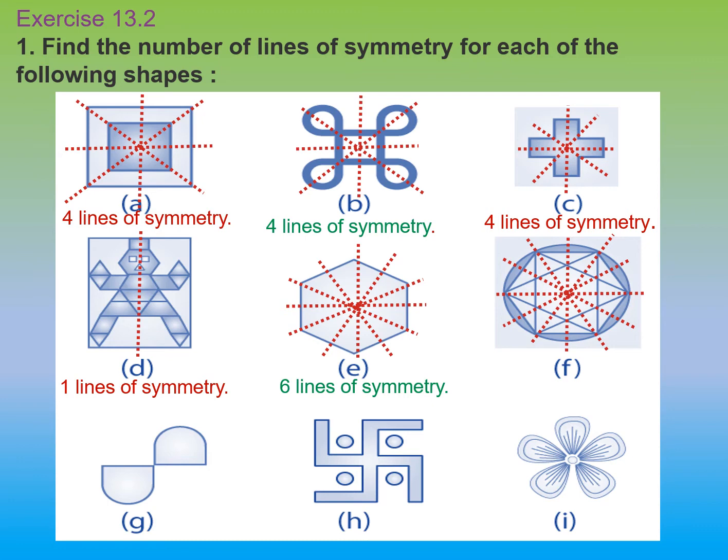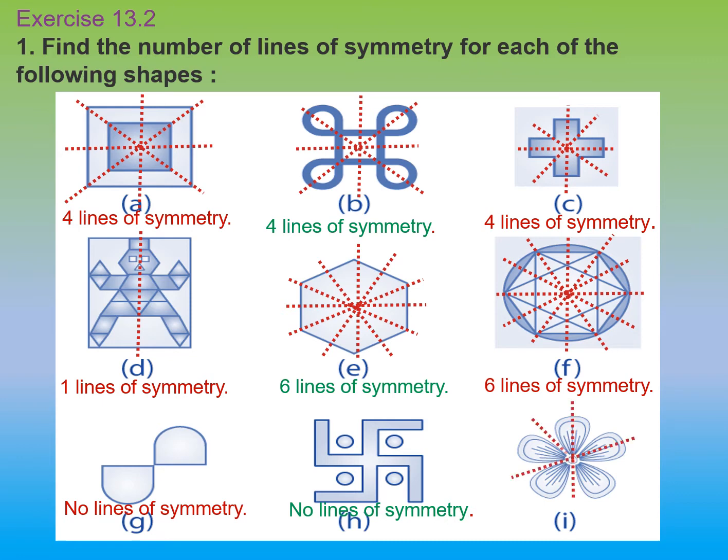Is there any line of symmetry for G? No. H? No. So it looks like a symmetrical picture, but we can't fold and match exactly, isn't it? So there are no lines of symmetry for H. I, we have 5 lines of symmetry like this. Yes.